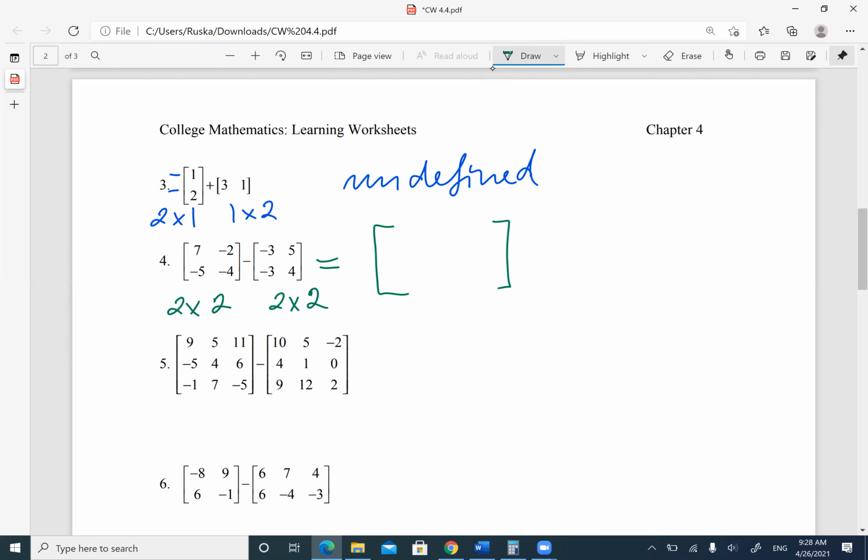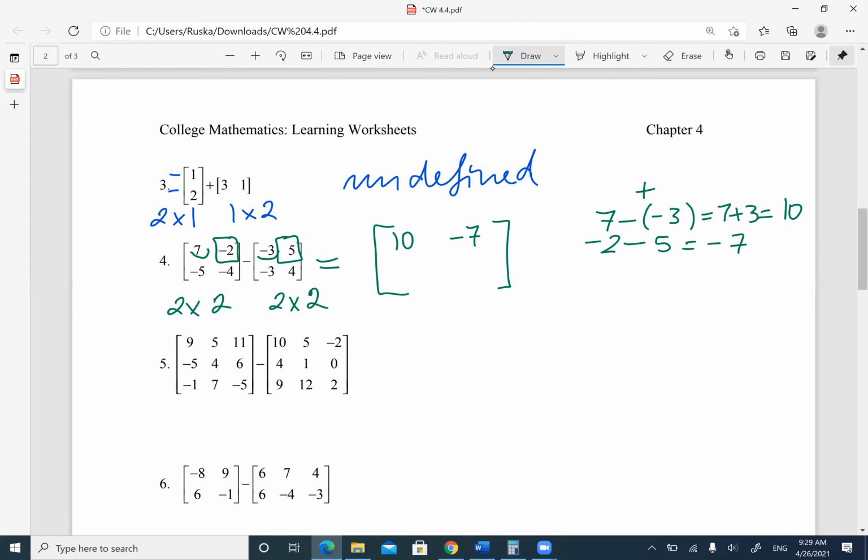You do the same. 7 minus negative 3. So that's going to be plus 3. So be careful when you subtract, the sign is always going to change. So it's going to be 7 plus 3, which is 10. The first number is going to be 10. So be careful when you subtract. Okay, the next element is going to be negative 2 minus 5. So I have negative 2 minus 5, which is negative 7.